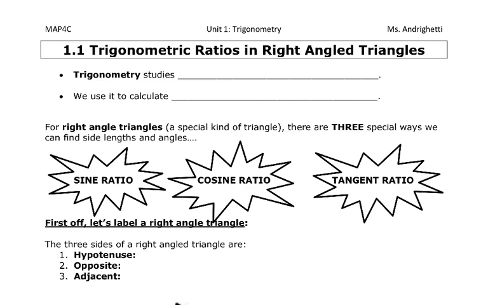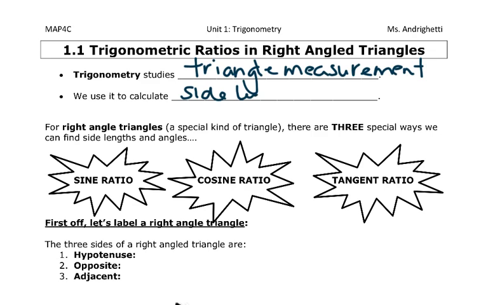When you see the word trigonometry, all that means is that trigonometry just studies triangle measurement. So every time you see trigonometry, that's what I want you to think of: triangle measurement. And we use it simply to calculate side lengths and angles of triangles. That's it. That's what we're doing for this entire unit.